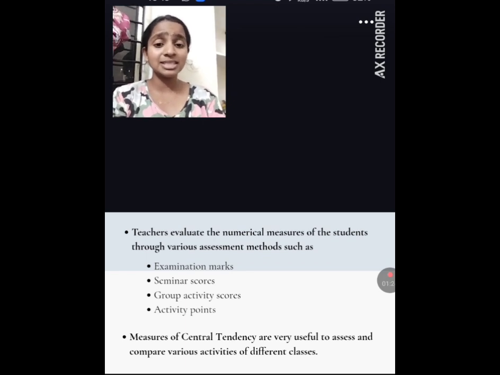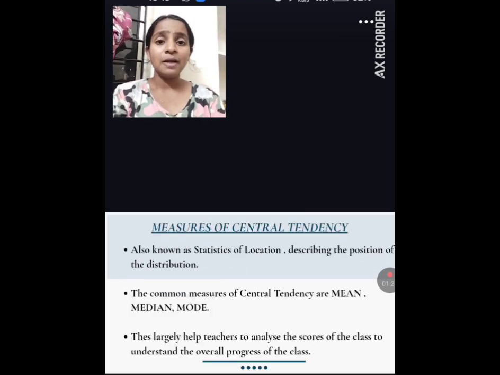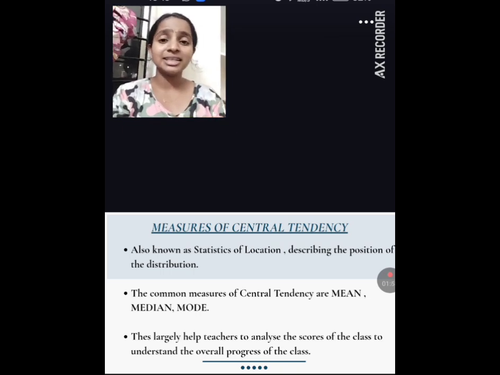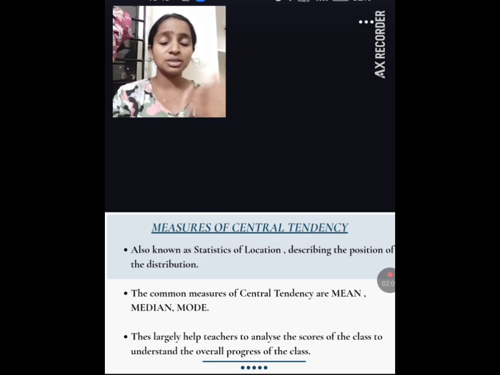So first let us discuss what measures of central tendency are. Measures of central tendency are also known as statistics of location, and they describe the position of the distribution. That is, if we are given a data set, measures of central tendency find where the maximum number of data points are clustered in that data set. And there are mainly three measures, that is the mean, median and mode. These help the teacher to evaluate and assess the students. So in this video we'll discuss these three things in detail.